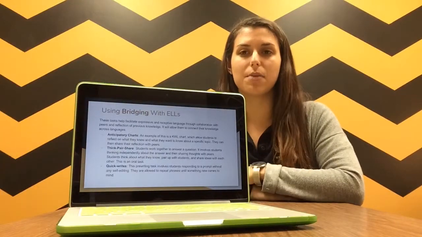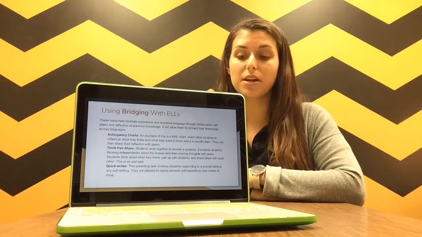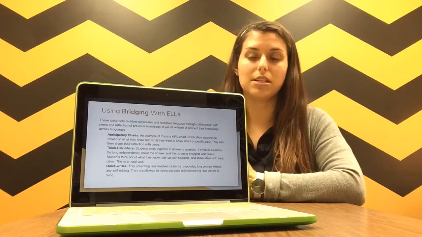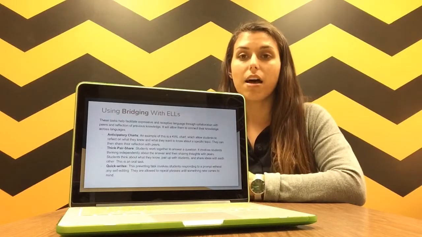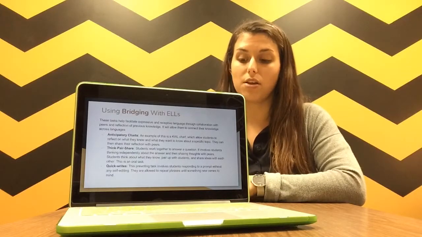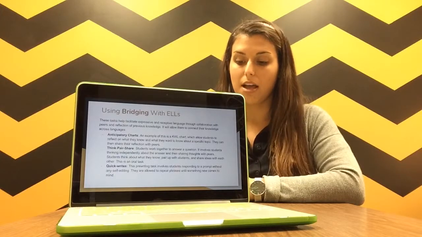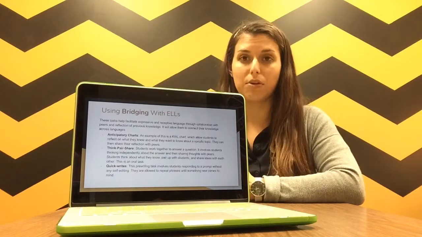So here are 3 examples of bridging activities. The first one is an anticipatory chart, which an example would be the KWL chart that we did in the beginning of this presentation. This allows students to reflect on what they know, what they want to know, and then fill in what they learned about a specific topic. And they can also share this with peers and collaborate with them.